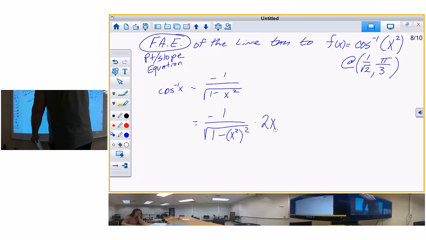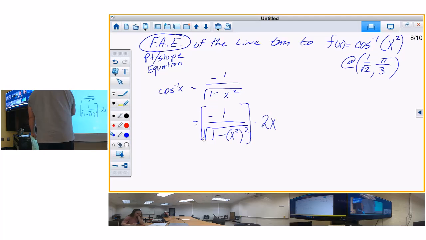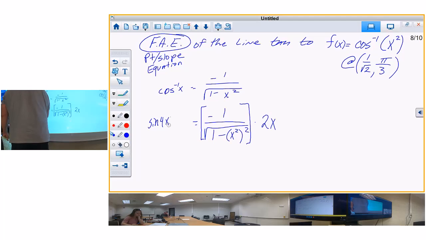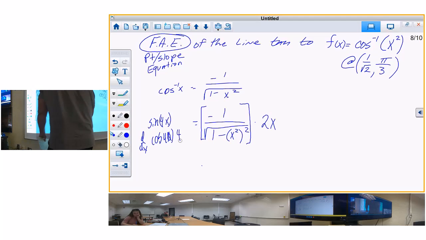So when I do this right here, that's just like me going back a long time ago saying the sine of 4x: the derivative d/dx of the sine is the cosine of 4x. That's what I'm doing right here. And then I have to take the derivative of what's inside, and that's right here.